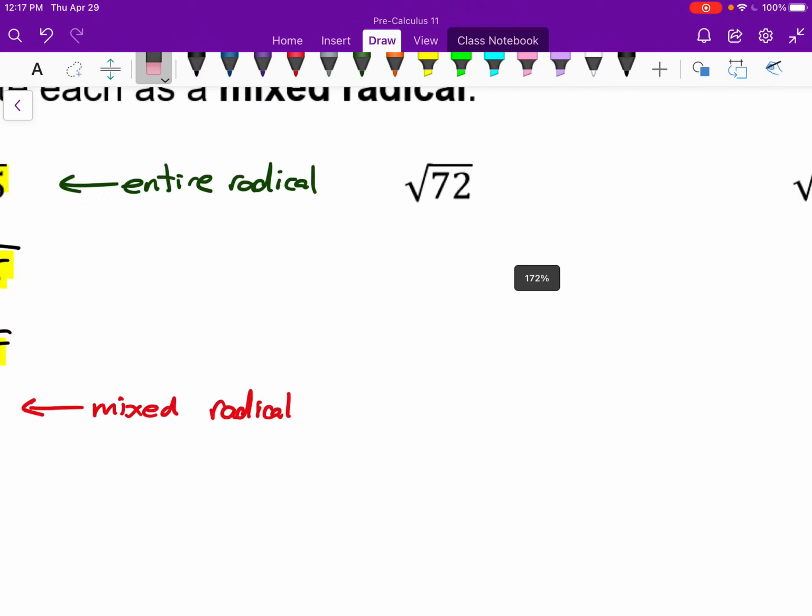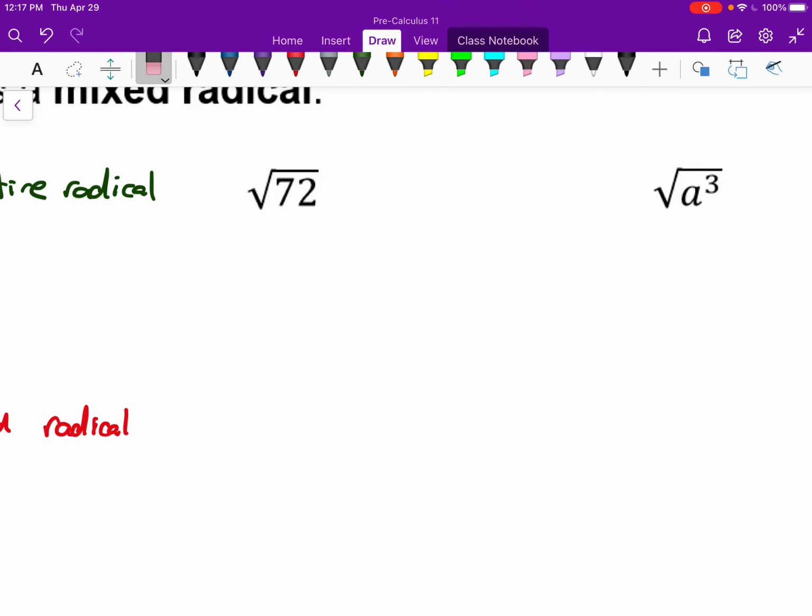All right, so root 72. Again, I need to think about the factors of 72, what numbers multiply into 72, but not just any numbers. I want one of them to be a perfect square. And so again, I could go 9 times 8, which is totally fine. Root 9 is exactly 3 whole. That's it. If I stop there, I'm just not done. And that's because 8 has another perfect square inside it as a factor. And we're not really done until I've taken out all the perfect square factors.